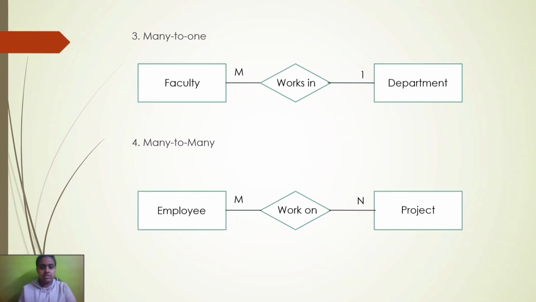Many-to-many. In this type of cardinality mapping, an entity in A is associated with any number of entities in B and an entity in B is associated with any number of entities in A. For example, many employees can work on one project and one project can have many employees.